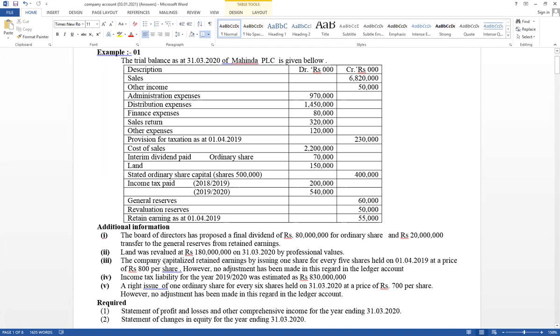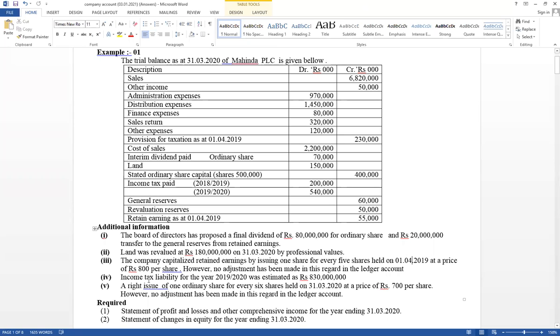Reserves capitalization is important. And at the beginning of the year, the per share price is also given, 800. However, no adjustment has been made in this regard in the ledger accounts. Reserves capitalization, beginning of the year, and the per share price also given. Based on the money measurement concept, value should be recorded.